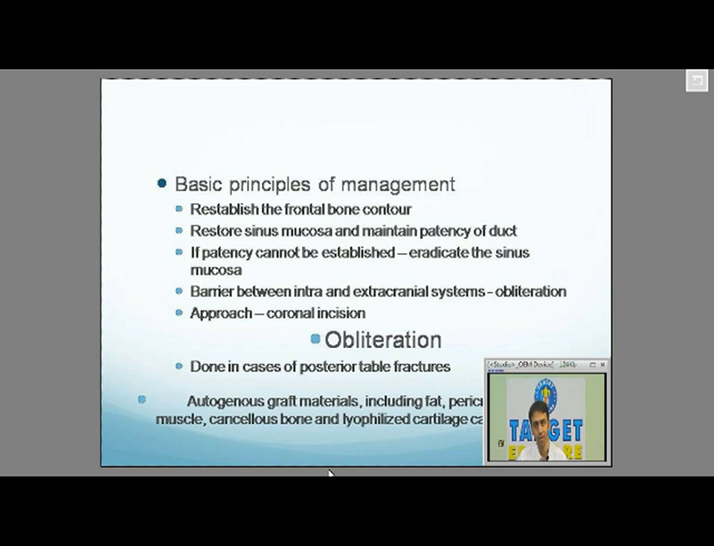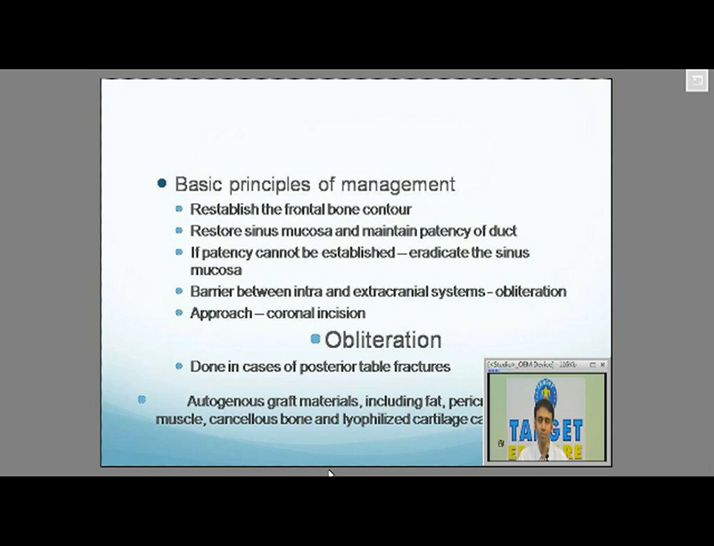This is very important. We have to restore the sinus mucosa, or we will encounter something called a mucocele or mucopyocele, and we have to maintain the patency of the duct. If patency cannot be established, eradicate the sinus mucosa and remove the duct. Very important.